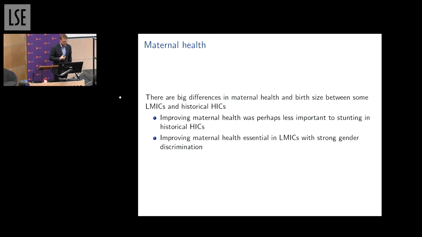So just some conclusions then about maternal health. There are big differences in maternal health and birth size between, let's say, some low and middle income countries and historical high income countries. And what that means is that maybe improving maternal health was less important for the health transition and for stunting decline in high income countries than it might be for low and middle income countries that have worse maternal health. And this is almost certainly related to gender discrimination in the allocation of household resources. And so that's something that needs to be addressed.